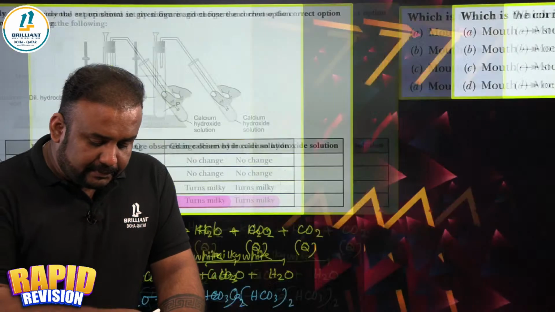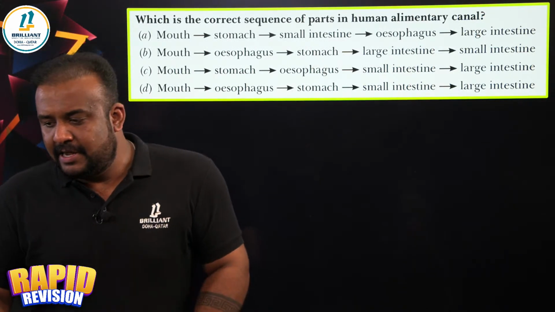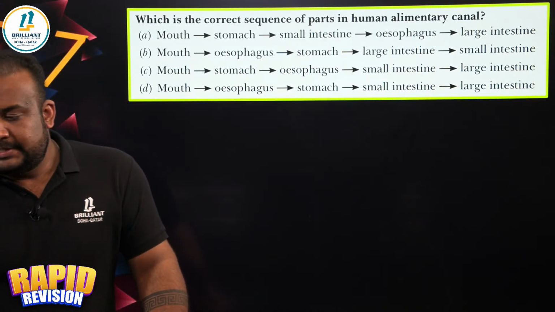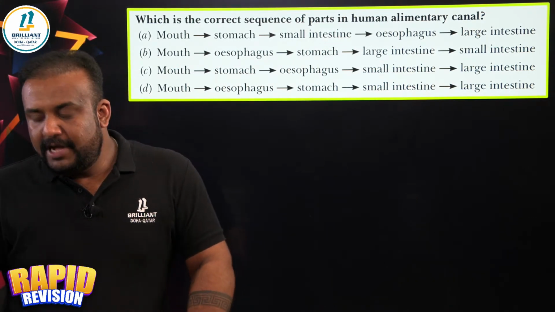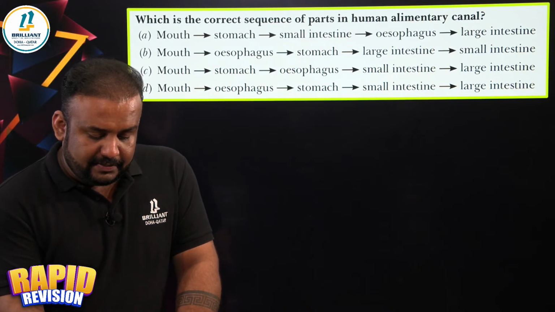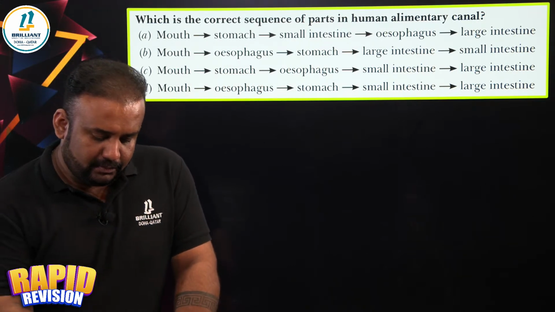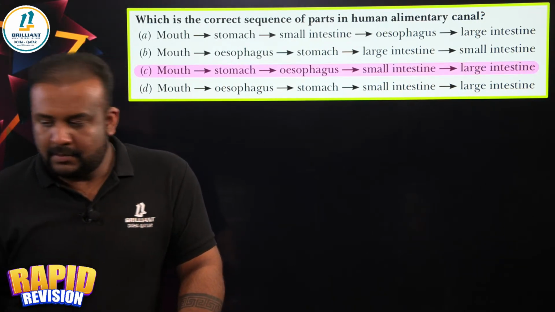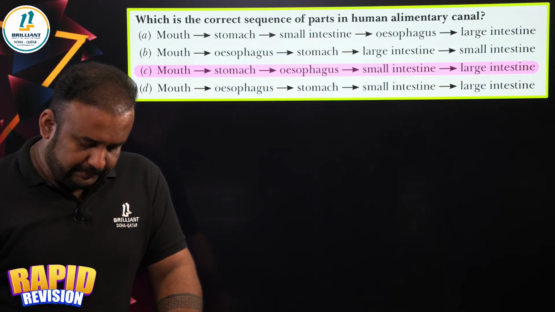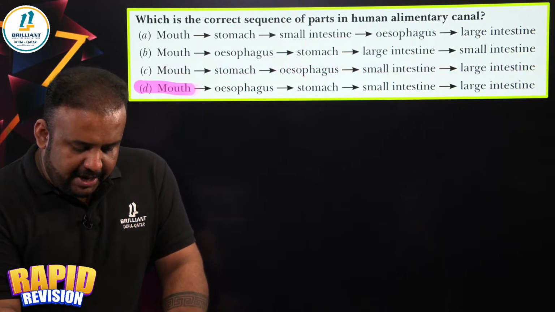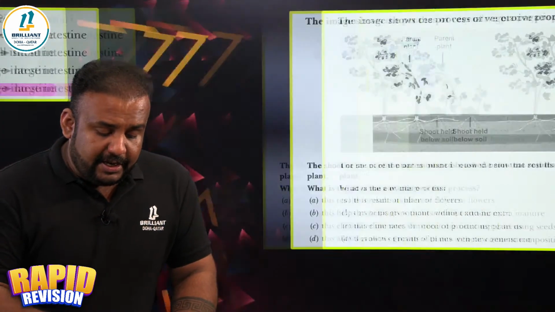Yes, excellent. Next, which is the correct sequence of parts in a human alimentary canal? Come on, everybody should answer. Very easy. Starting with mouth, then esophagus, stomach, small intestine, and large intestine. Option? Sorry, option D. Mouth, esophagus, stomach, small intestine, and large intestine. Right. Let's go to the next question.